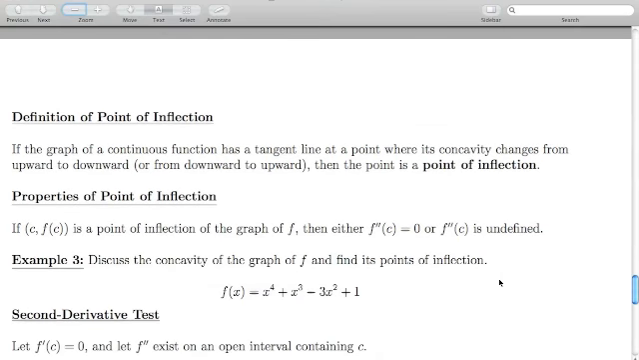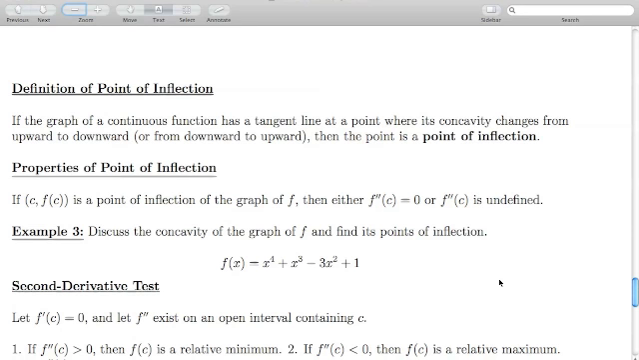So a formal definition of point of inflection. If the graph of a continuous function has a tangent line at a point where its concavity changes from upward to downward or from downward to upward, then the point is called a point of inflection.